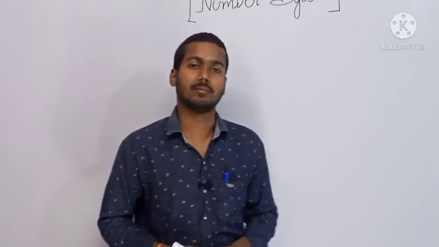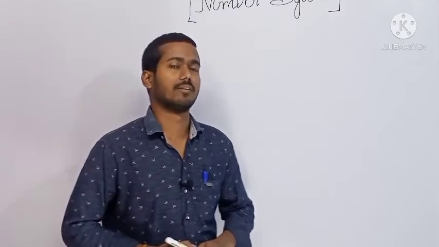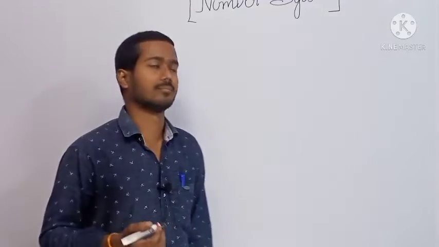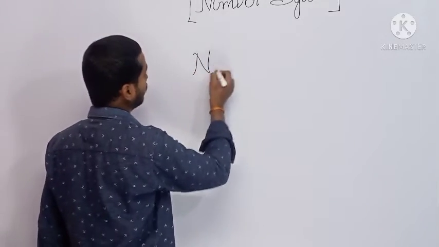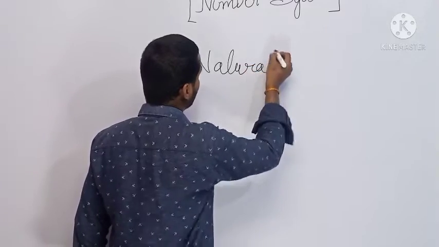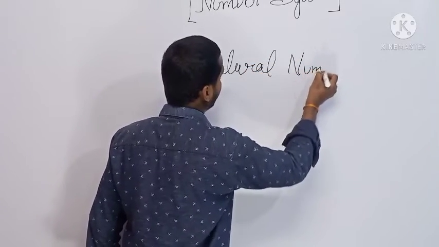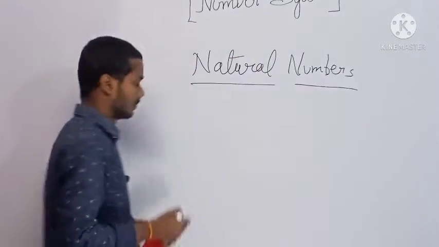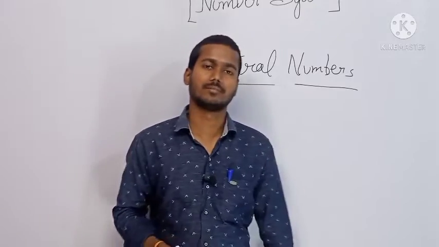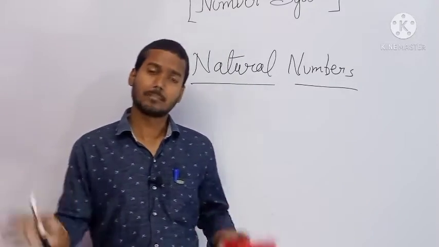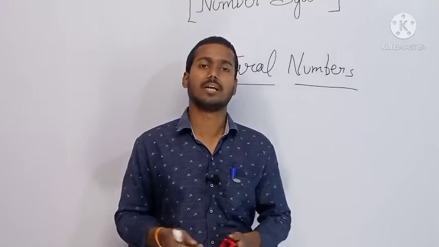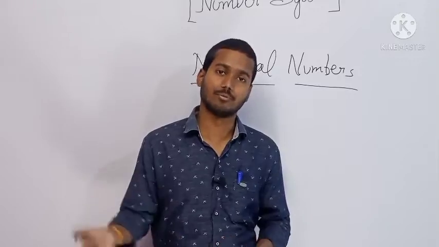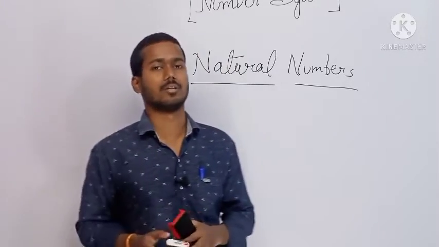Now there are so many numbers, a variety of numbers in the number system, and the very first number system is natural numbers. So what is a natural number? Basically, the numbers we use most of the time, like 1, 2, 3, 4, 5, 6, 17, 21, 104. These are all natural numbers.